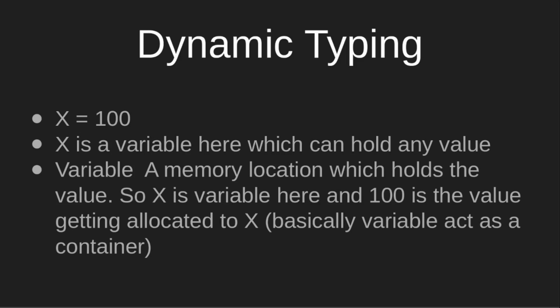Let's understand dynamic typing in Python. So here we can see x equals 100. x is a variable here which can hold any value, like here it is holding 100. First we will understand what a variable is. A variable is a memory location which holds a value. So x is a variable here and the value which it is holding is 100, which is getting allocated to x. So basically you can consider a variable as a container which can hold values.